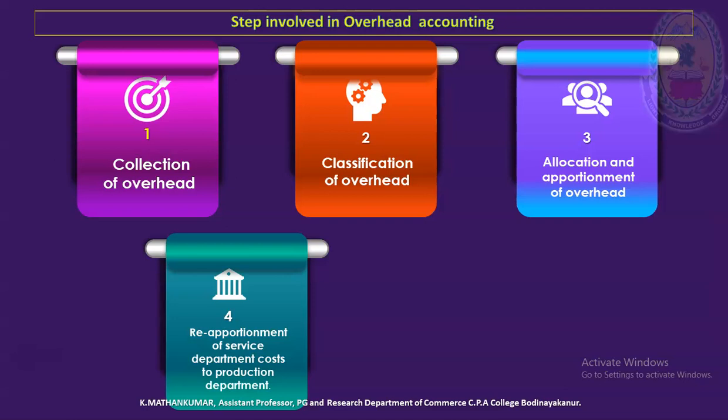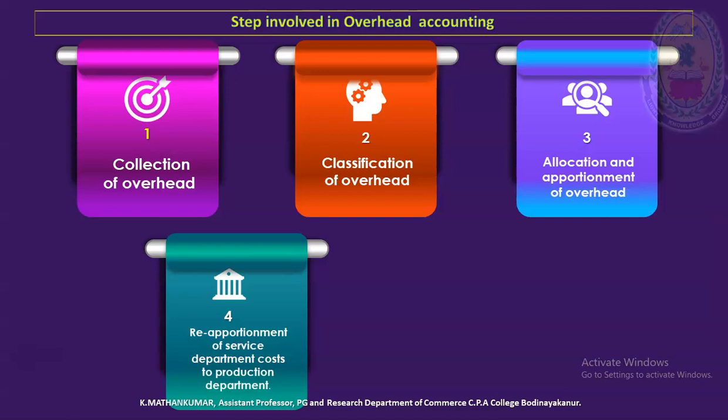Direct redistribution method, then step distribution method, then reciprocal services method. The reciprocal service method is adopted in order to overcome the limitations of the above methods. This method can be subdivided into the following three.